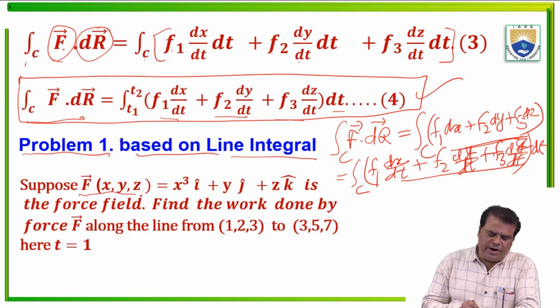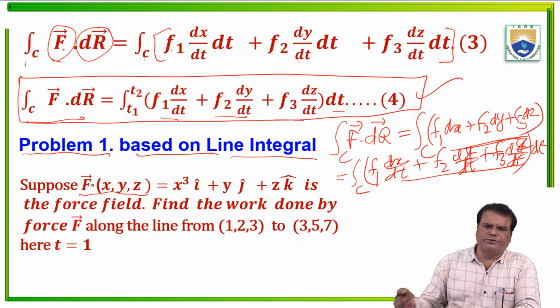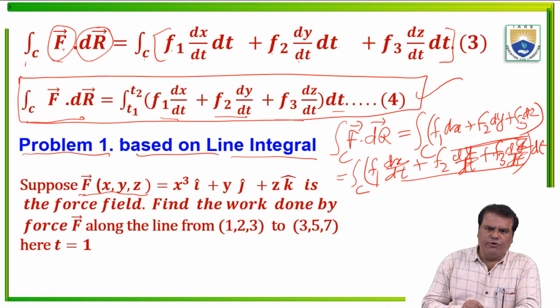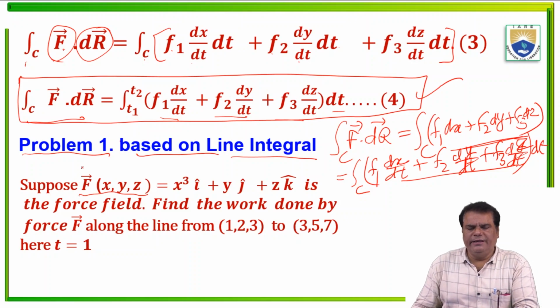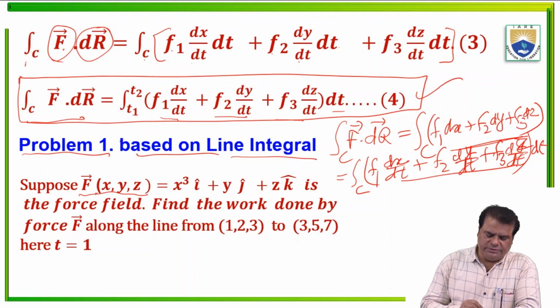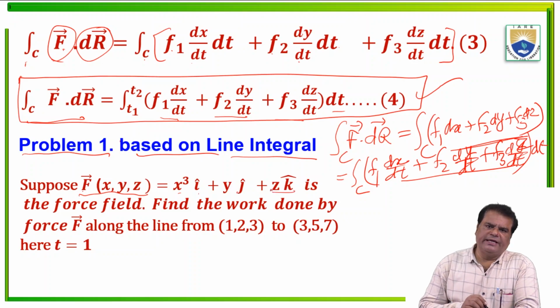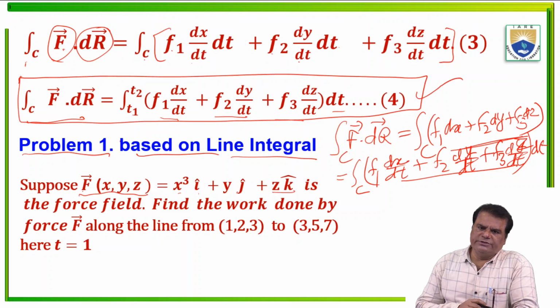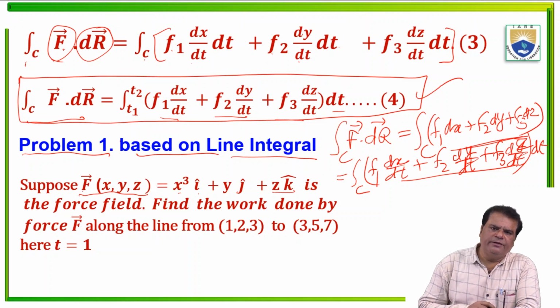Suppose this is the vector point function. This is force. Vector point function means force. Any force is already a vector quantity. So the vector force equals xi + yj + zk, a three-dimensional vector point function that represents the force applied on the body, the force field.